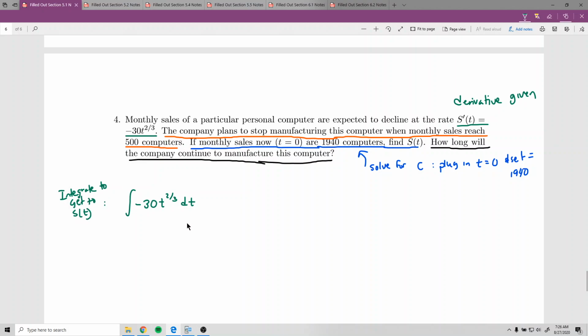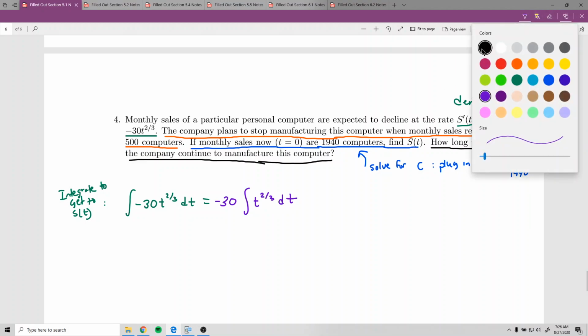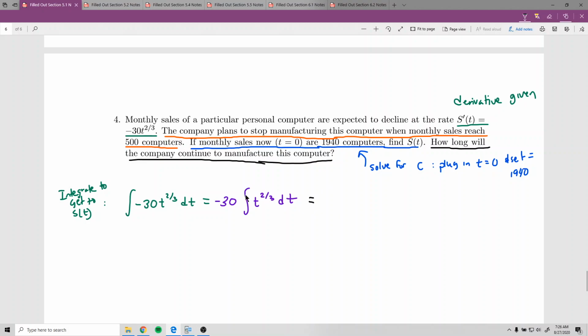Just like we've been doing all section, and bring the -30 out front. Right, it's only one term, so we don't have to break it apart otherwise. And now the inside is just a power of t. The power is not -1, so we use the power rule.